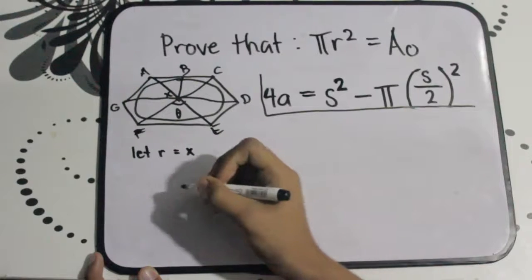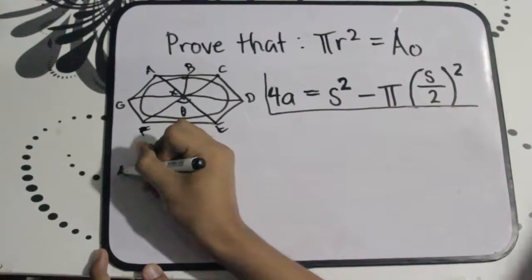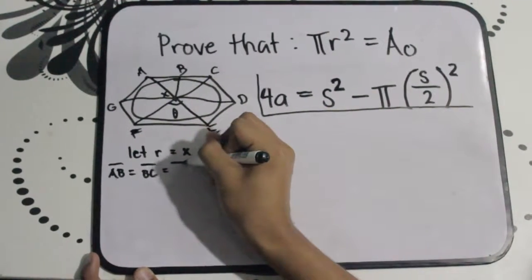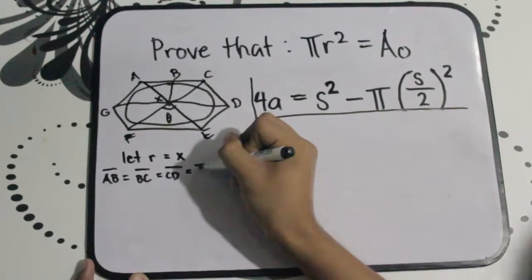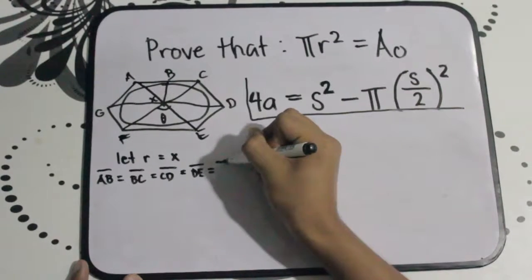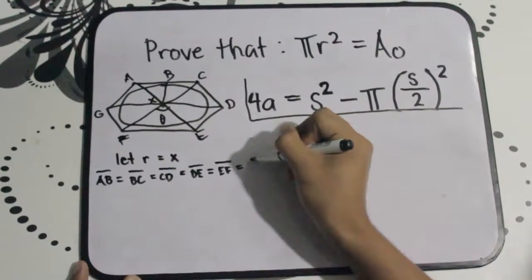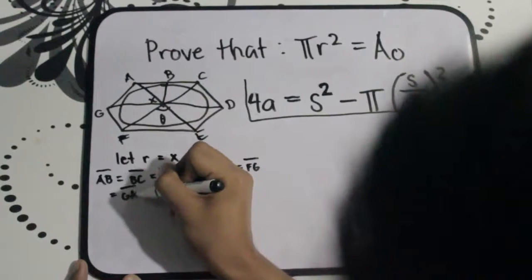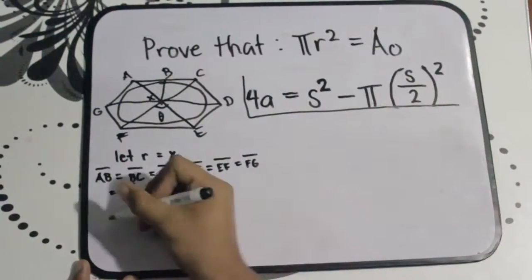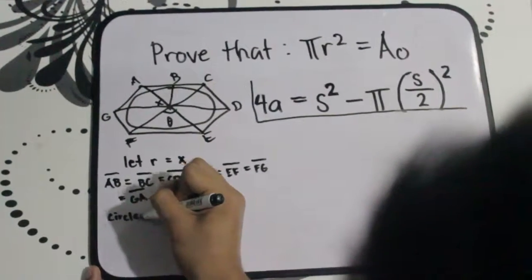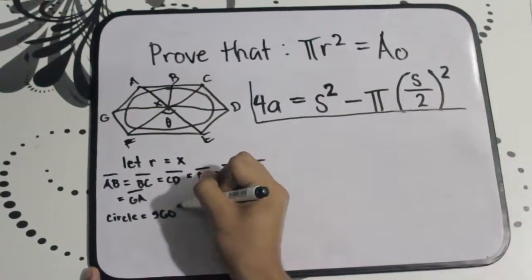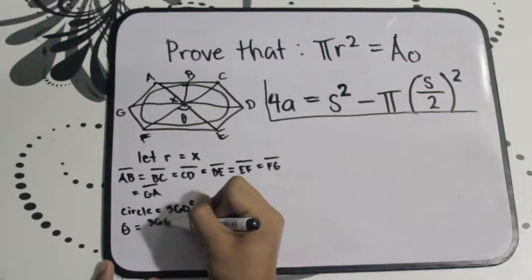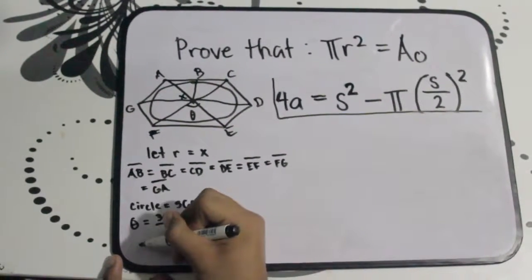If that is true, then segment AB is equal to segment BC is equal to segment CD is equal to segment DE, also equal to EF, FG, and segment GA. Presumably, we all know that the circle has 360 degrees all around. Given in the illustration, we can say that theta is equal to 360 over 6, which is also equal to 60 degrees.